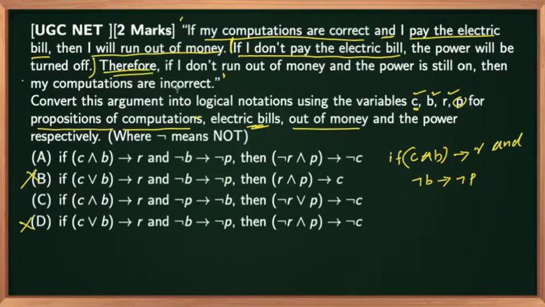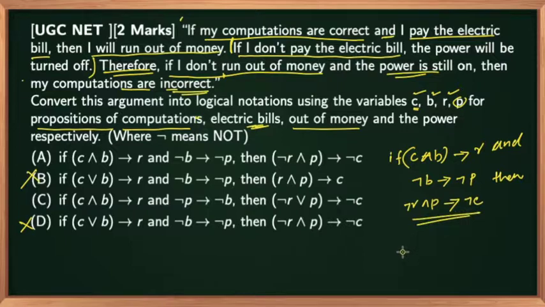Then we have a conclusion, right? So if I don't run out of money, R means run out of money, so I don't run out of money, that means not R. And the power is still on, that means and P implies my computers are incorrect, that means not C. Okay, so the answer should be A, it's not C. Here you have R or P, but it should be R and P, sorry, not R and P. So the answer should be A.